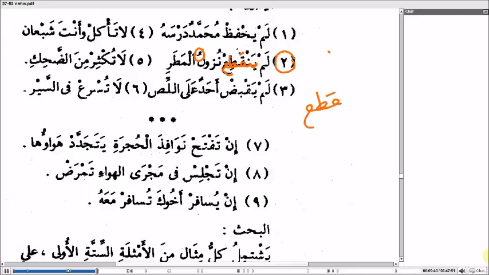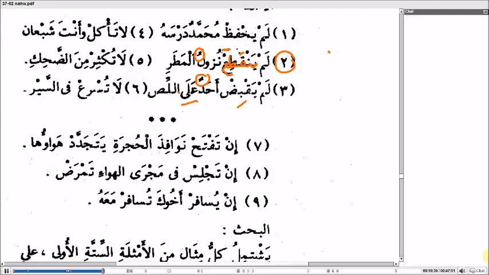Right? But the sukoon after the lam is what's important for us here. Muharram, read for us number 3, inshallah. لم يقبض أحد على اللص. أحد is the fa'il. لم يقبض from to arrest or detain. لم يقبض أحد. No one arrested, no one detained على اللص.